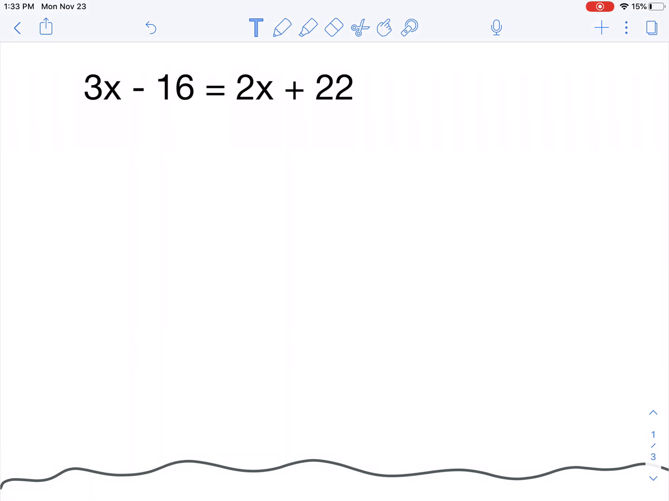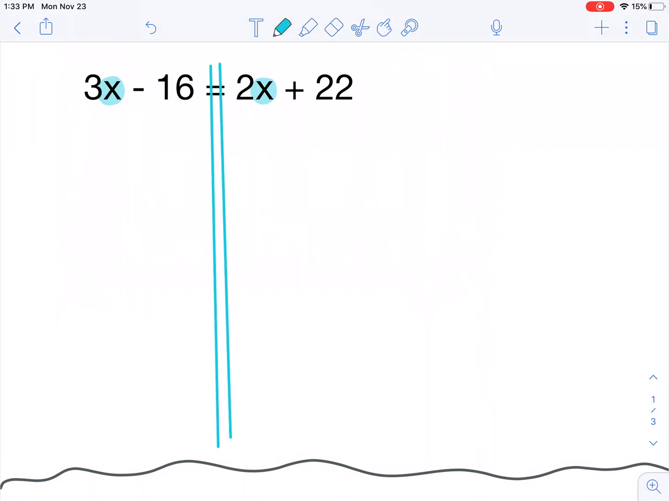The reason that we talk about these being called equations with variables on both sides is because, as you notice, I have an x on the left side of my equation, and I also have an x on the right side of my equation. So if I were to draw my train tracks, just like I always do, you'll notice that I have two different sets of x's. I have 3 x's on the left, and I have 2 x's on the right.